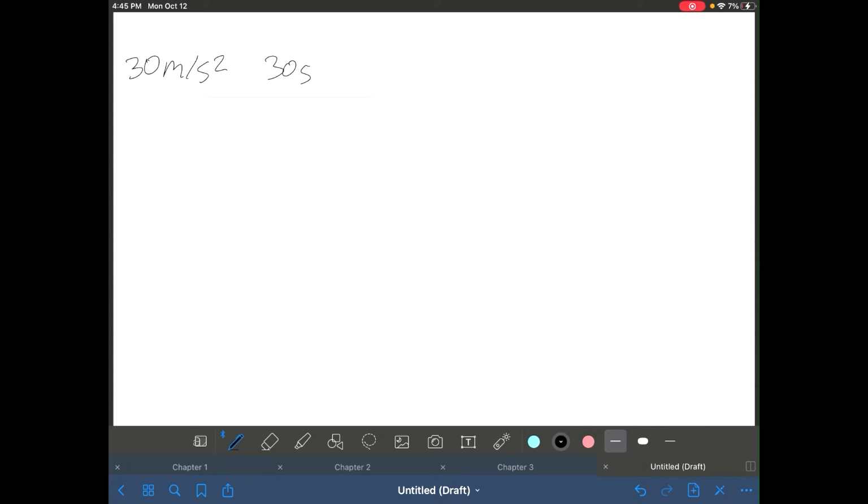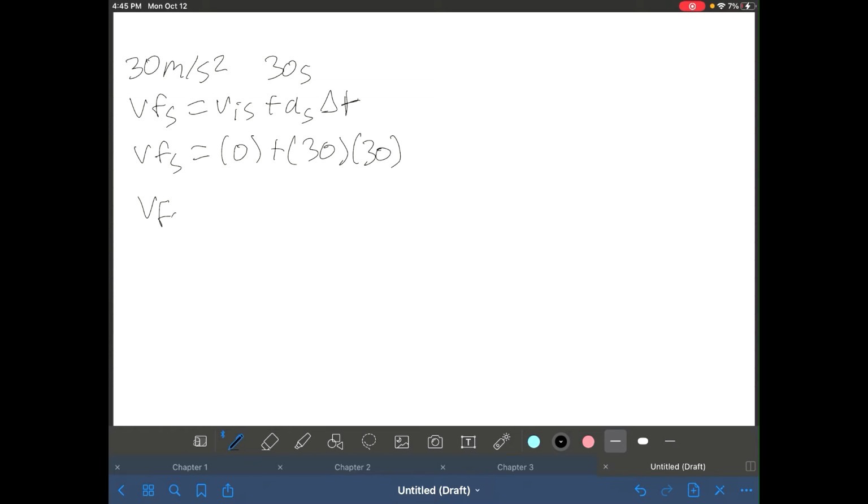So we can take this acceleration and integrate it, which will give us velocity, and that is equivalent to v equals our initial velocity plus our acceleration times the amount of time that has passed. So our velocity equals 0 plus 30 times 30, which gives us a velocity of 900 meters per second when the fuel runs out.